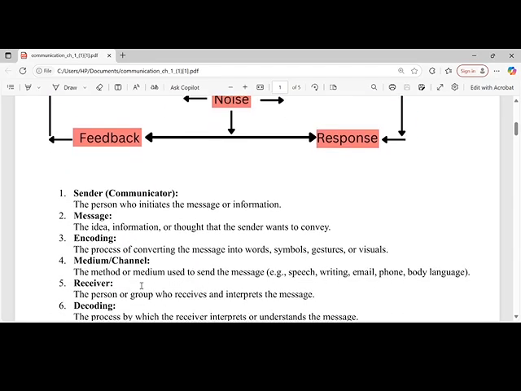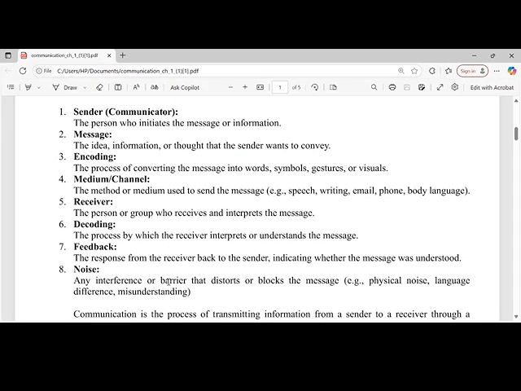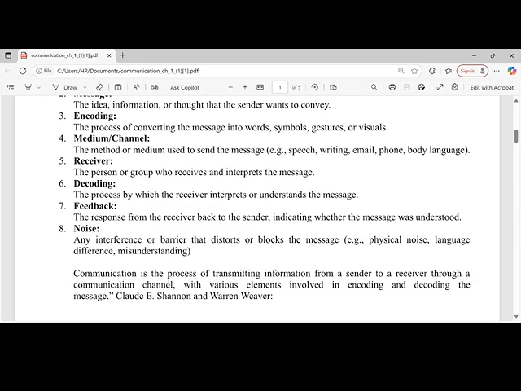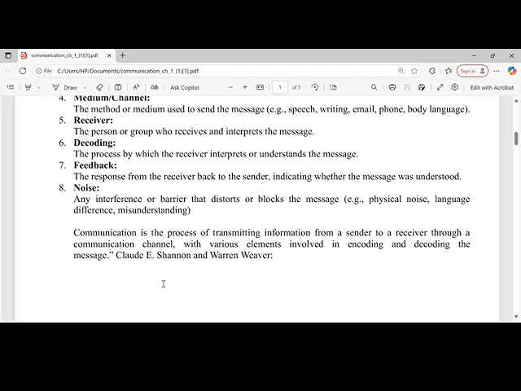So, who is the sender? Sender is the communicator who initiates the message. Message is the idea or thought that the sender wants to convey. Encoding is the process of converting your message or thoughts into words, symbols, gestures, visuals. Medium or channel are the methods used by the sender to send the message, like speech, writing, emails, phones, body language. Then receiver is the person or the group who receives and interprets the message. Decoding is the process by which the receiver interprets or understands the message. Feedback is the response from the receiver that the message has been understood or not.